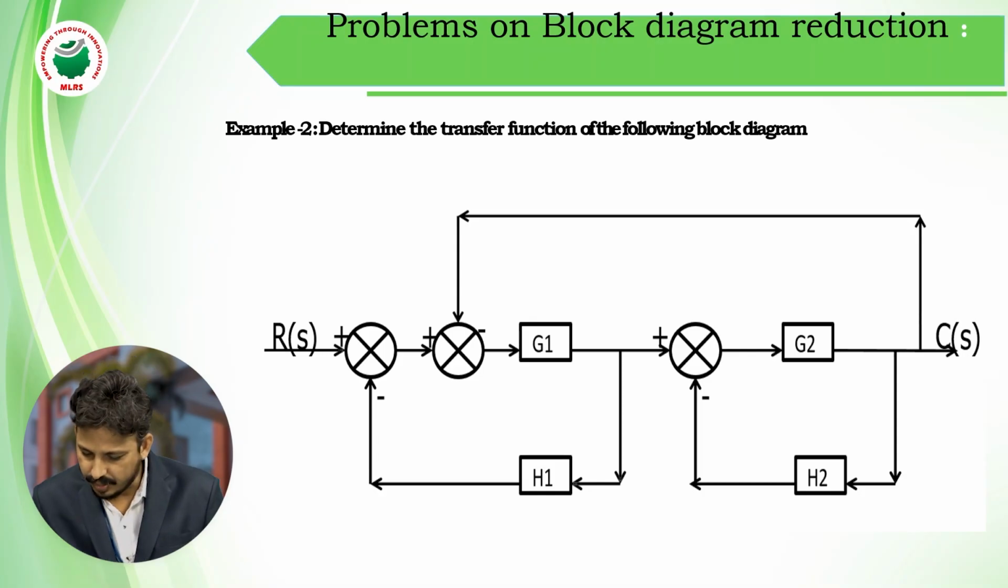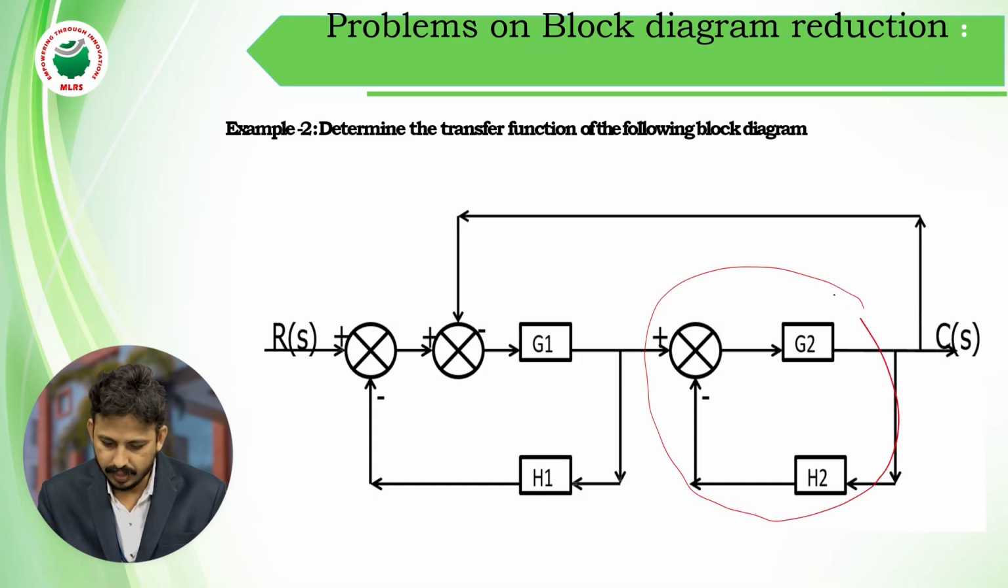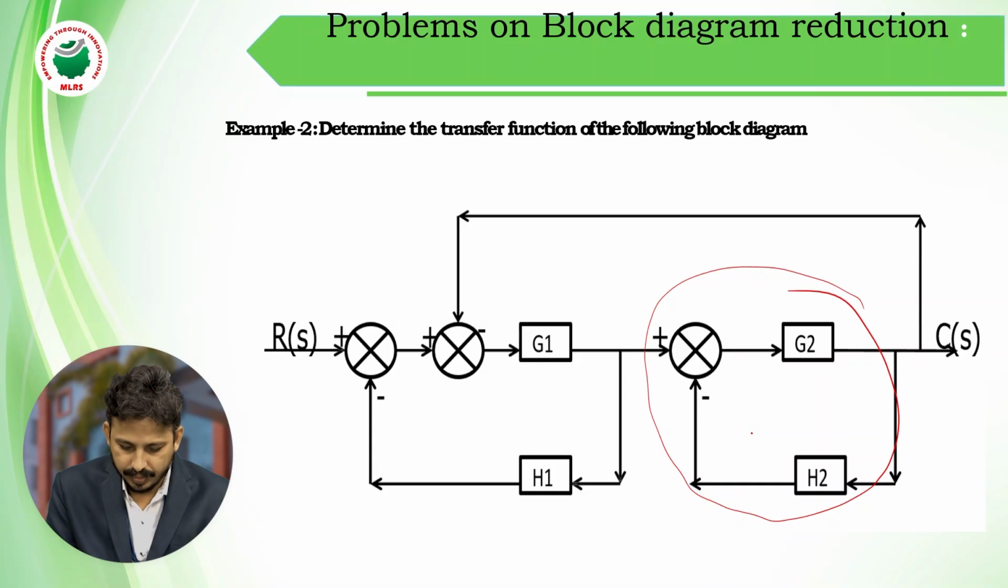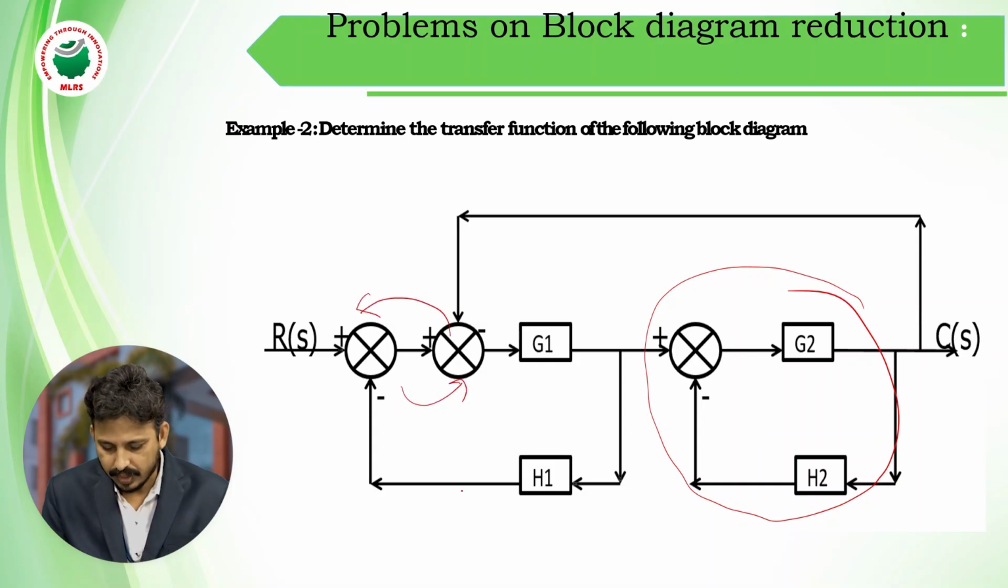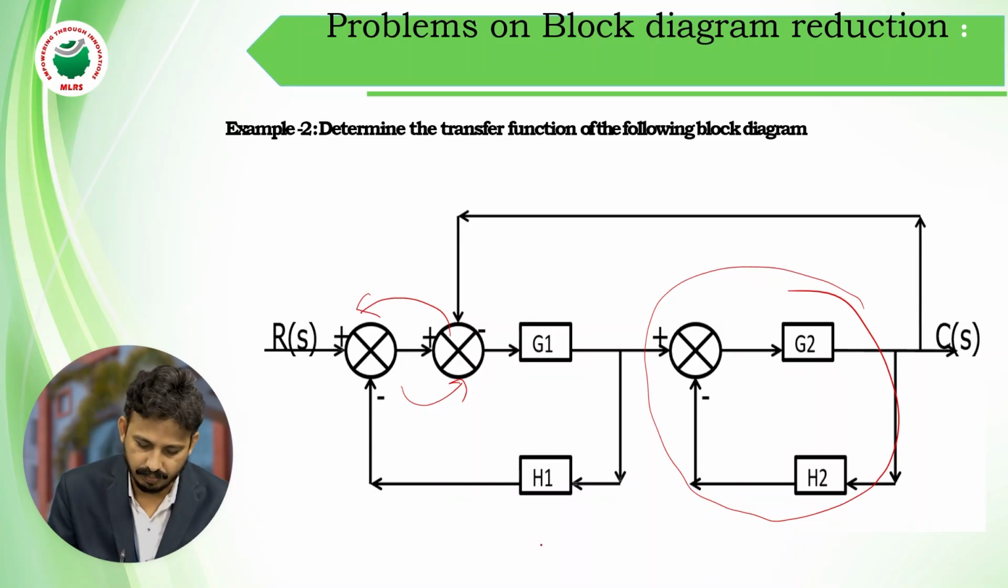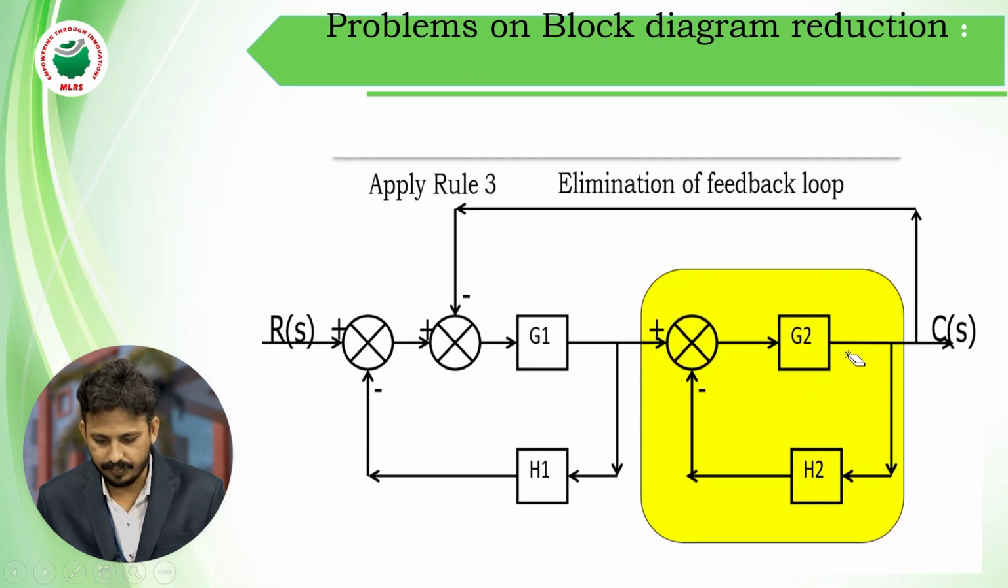So if I observe this block diagram, I can find that here it is a feedback loop. I am able to see this is a feedback loop, and these two blocks I can interchange. Then again it will become a feedback path, and after that this total will become again a negative feedback path. So let us solve this problem by applying different rules step by step.